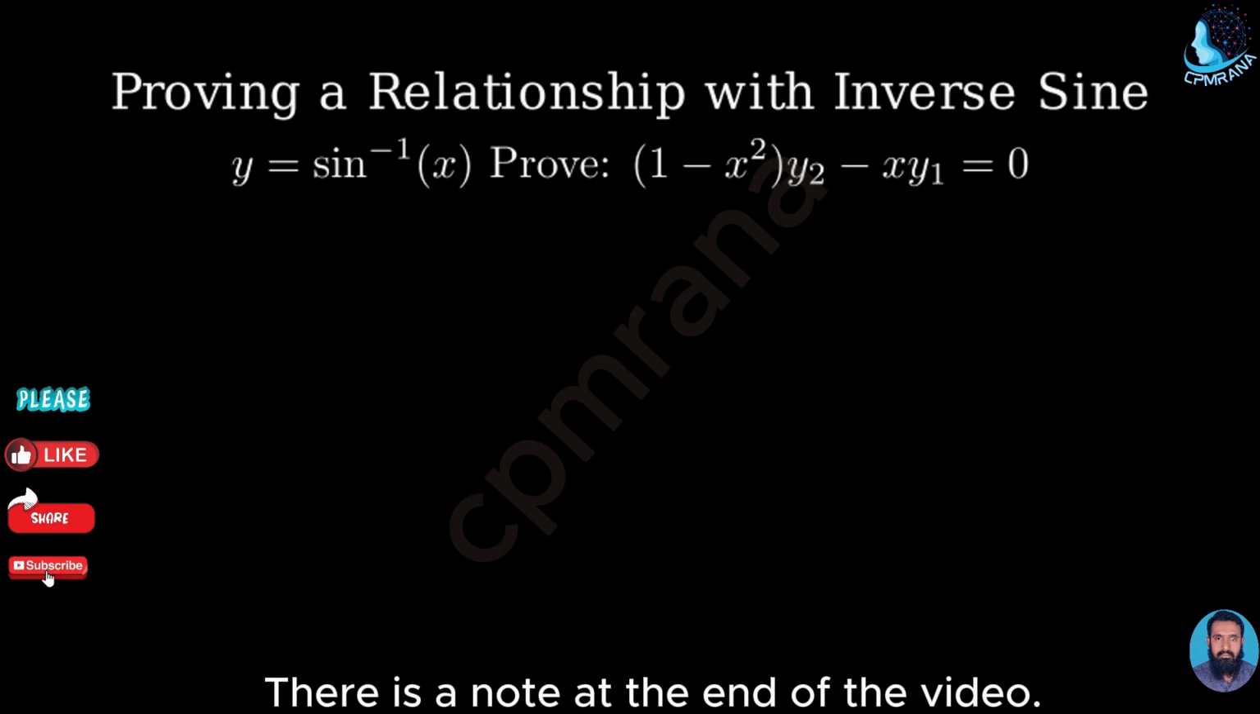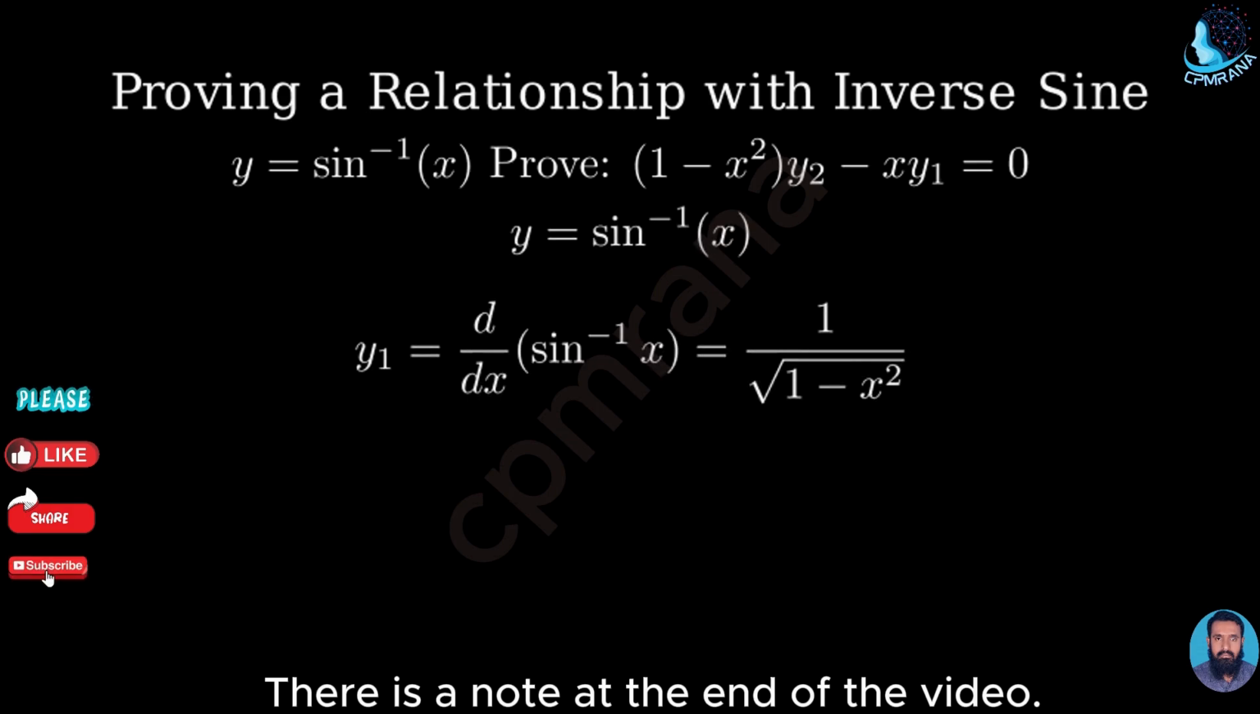First, let's recall that y equals inverse sine of x. When we take the first derivative with respect to x, we get y1 equals 1 over the square root of 1 minus x squared. To simplify this expression, let's multiply both sides by the square root of 1 minus x squared. This gives us y1 times the square root of 1 minus x squared equals 1.